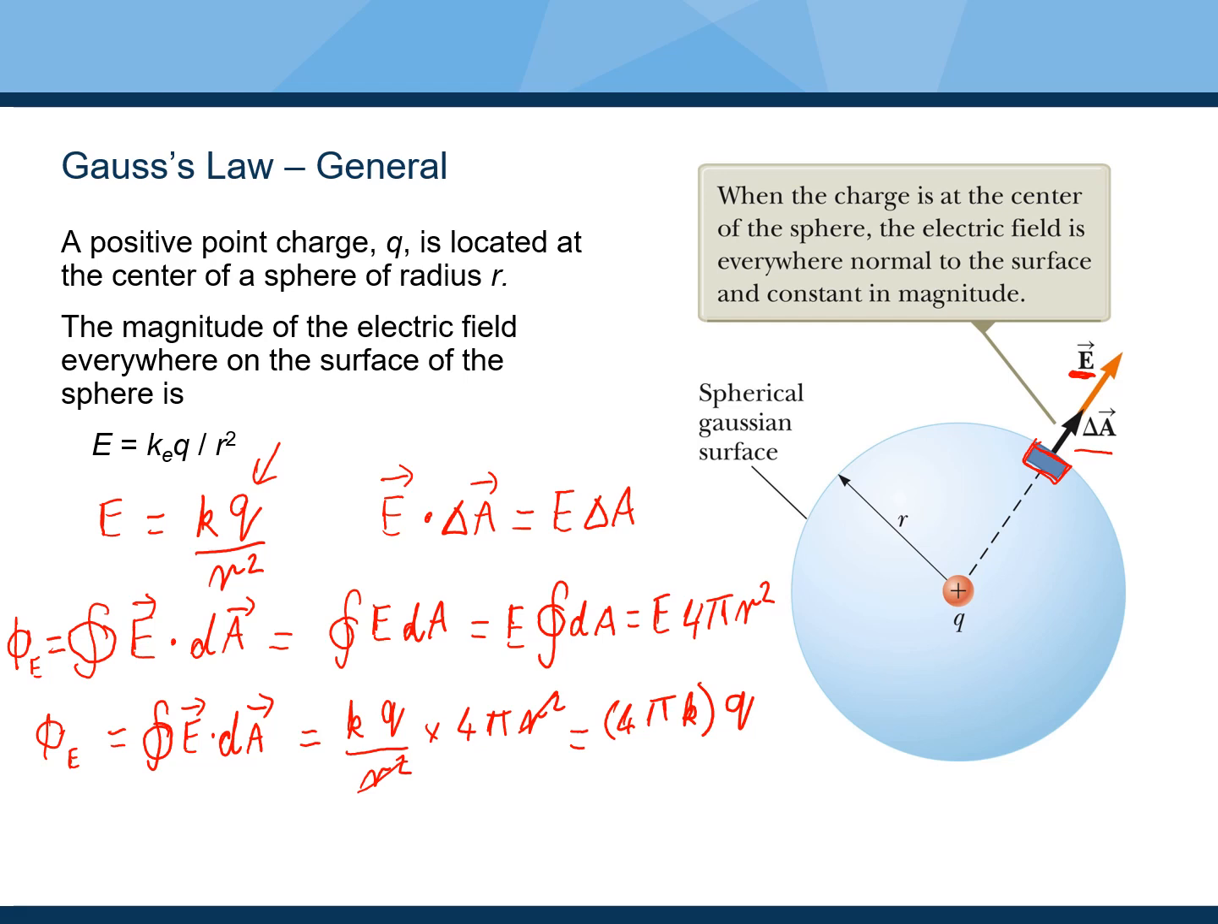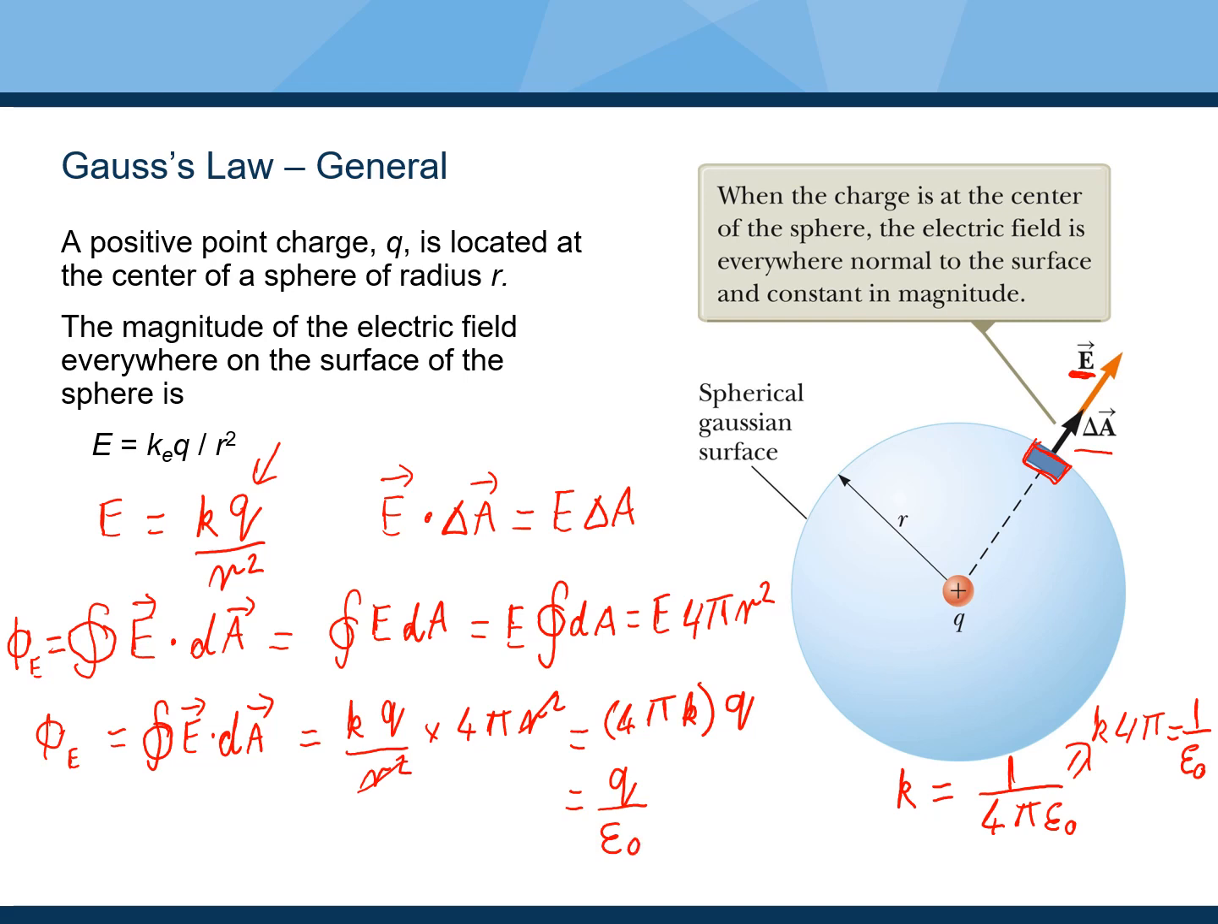What is 4 pi k? Recall from the previous chapter that we wrote k as being equal to 1 over 4 pi epsilon 0, where epsilon 0 was the permittivity of free space. We will quantify it in the next transparency or two. So that tells us that k times 4 pi should be equal to 1 over epsilon 0. So we can complete this equation by writing it as q divided by epsilon 0.